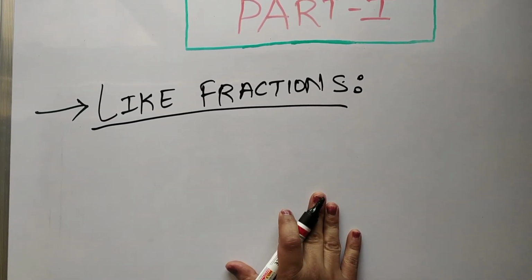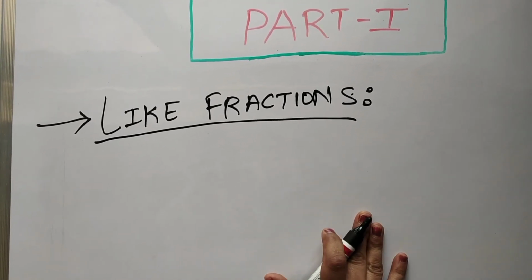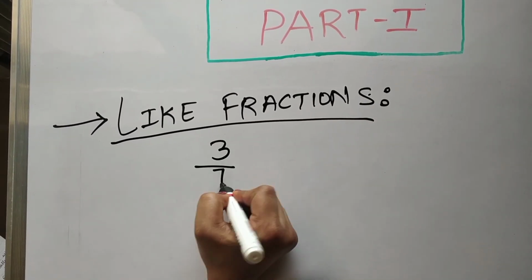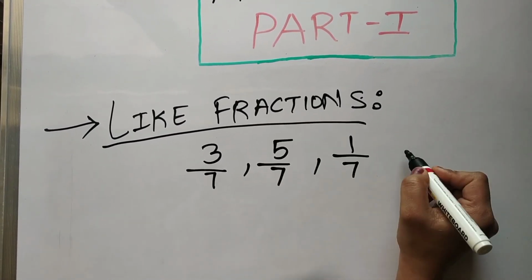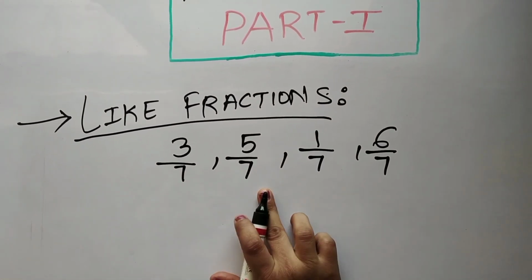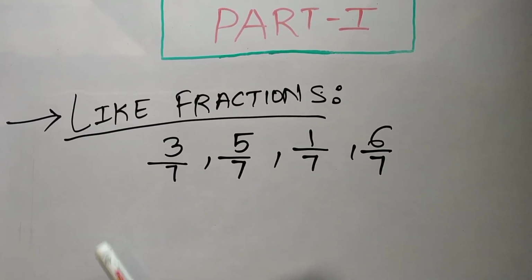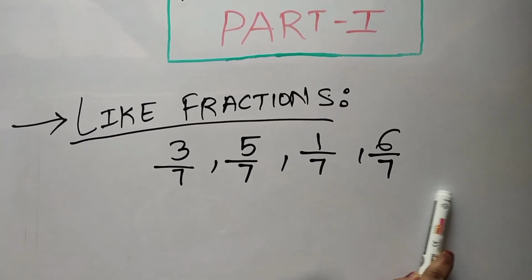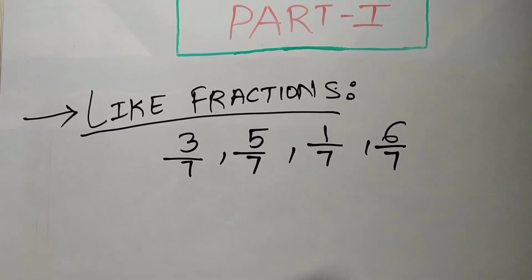Now, what are like fractions? Fractions with same denominators are considered as like fractions. For example, let us consider 3 upon 7, 5 upon 7, 1 upon 7 and 6 upon 7. If you observe carefully, the denominators of these fractions are equal. So they are known as like fractions.